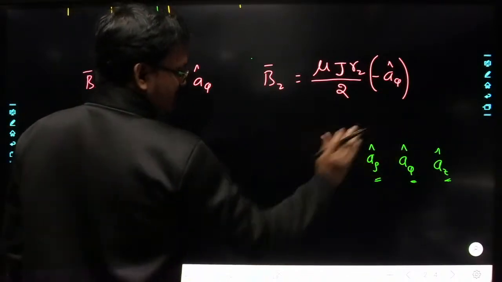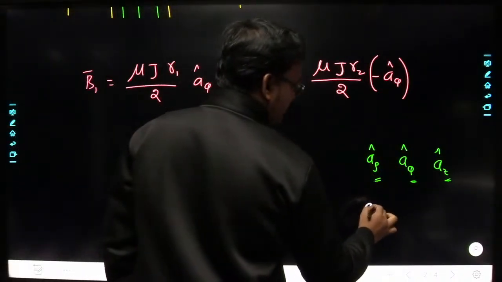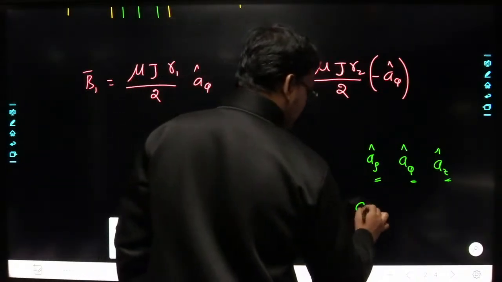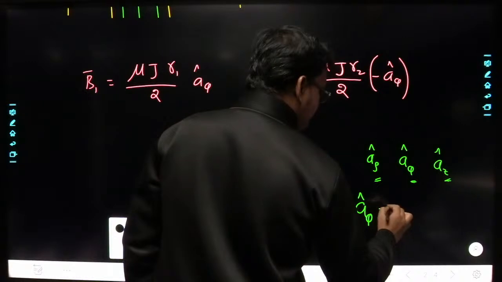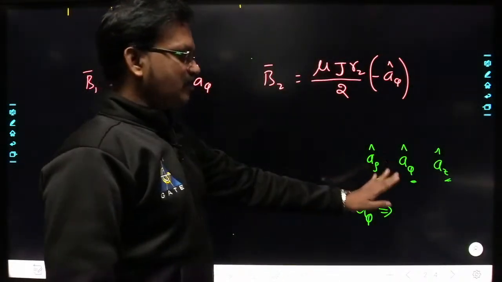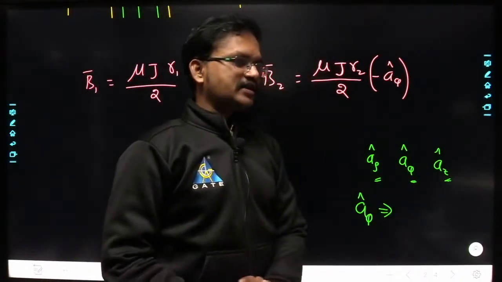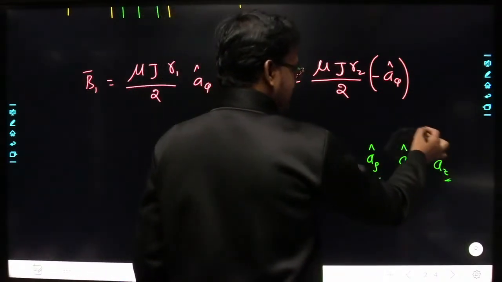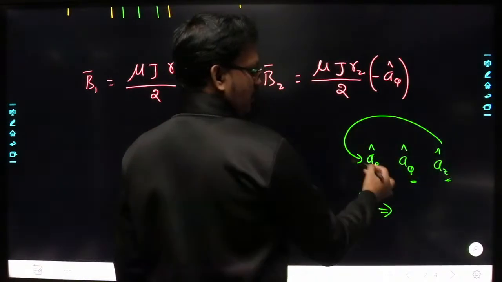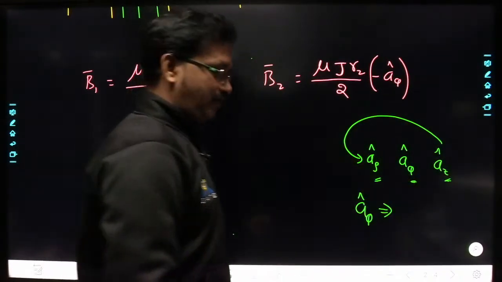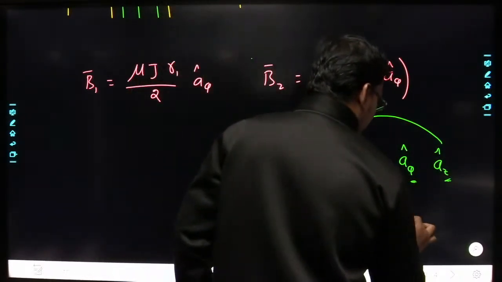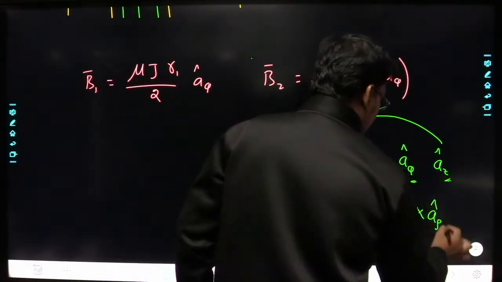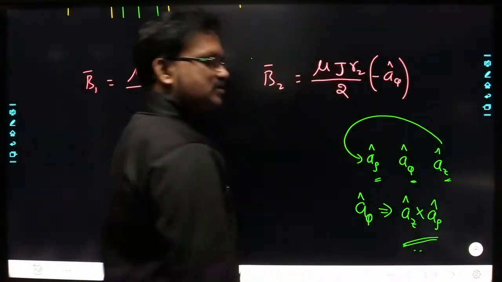Aero, A phi, AZ. Now here, how can I represent A phi cap in terms of aero cap and AZ cap? AZ cap cross aero cap will give you A phi cap. So I can represent A phi cap as AZ cap cross aero cap.